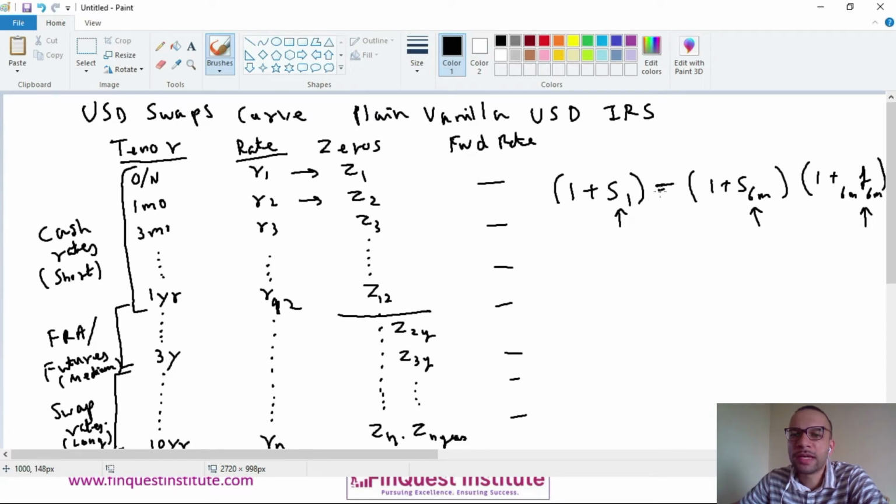So, this implies that an investor, with an investment horizon of 1 year, should be indifferent to investing his funds at S1 for 1 year, or investing his money at S6M for 6 months and then reinvesting the proceeds at F6M6M for the next 6 months. So F6M6M is the 6 month rate 6 months from now. So this is what we call the forward rate.